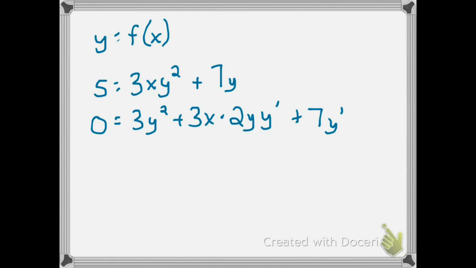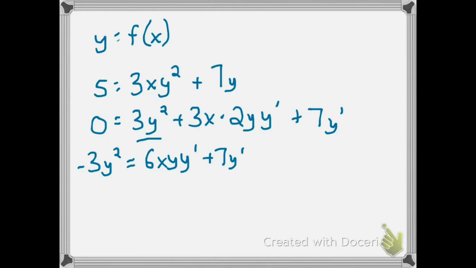And now the goal is to simplify and get all the terms with a y prime by themselves. This term right here, 3y squared, doesn't have a y prime, so I want it to be on the other side of the equation. So we'll subtract it from both sides and get negative 3y squared equals, this will simplify to 6xy y prime plus 7y prime.